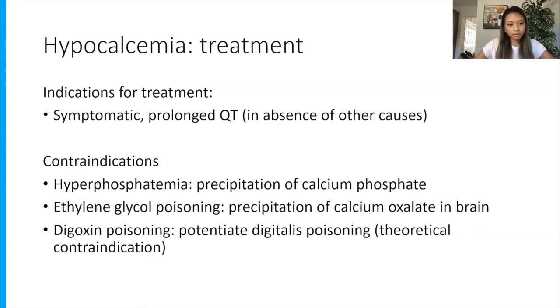Contraindications: if it's hyperphosphatemia, you can precipitate calcium phosphate. If it's ethylene glycol poisoning, don't correct it because you get precipitation of calcium oxalate in the brain. For digoxin poisoning, you can potentiate the digitalis poisoning.